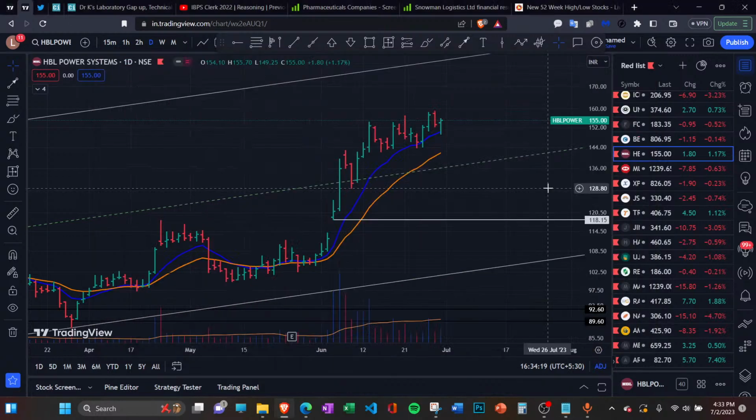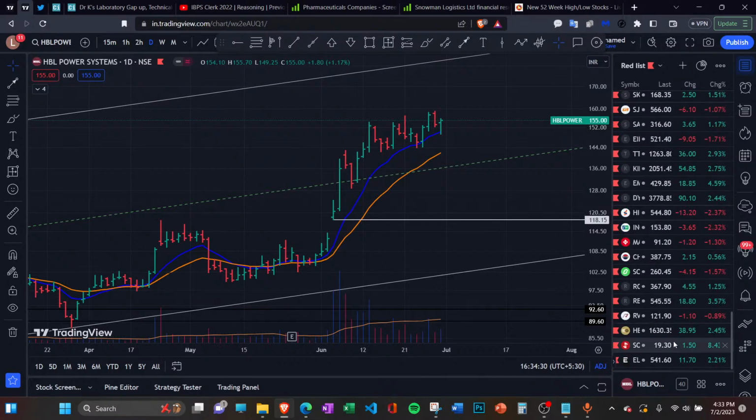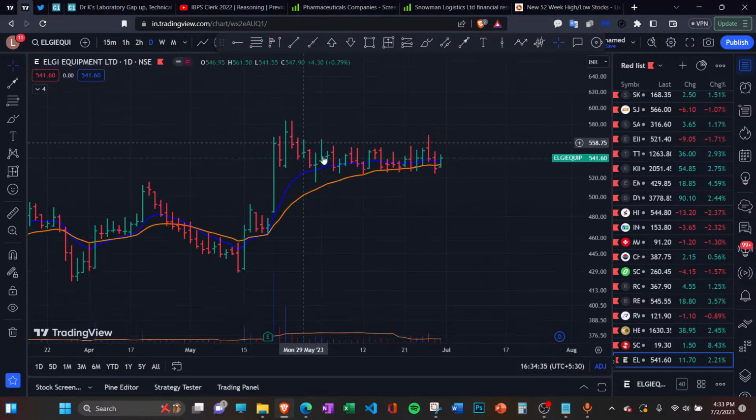Again, stock selection will depend on your own strategy, right? Why I have selected these particular stocks, right? I showed you the example, like why I selected this one here. Again, after a good move, the stock is consolidating in a narrow range.